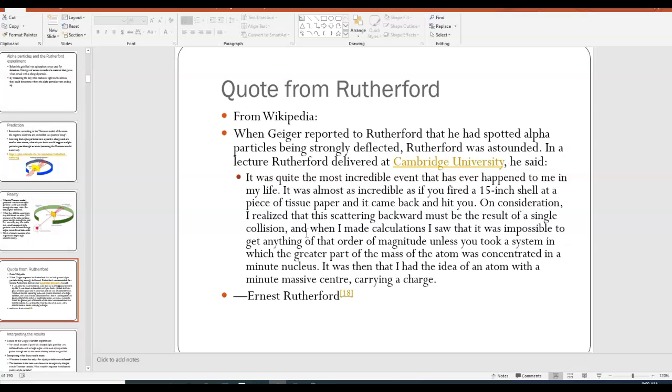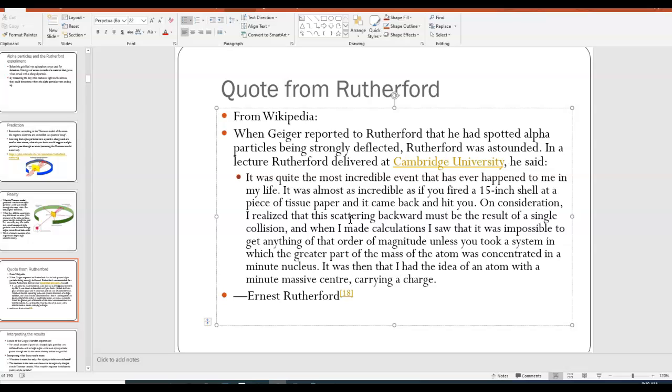On consideration, I realized that the scattering backward must be the result of a single collision, and when I made calculations, I saw it was impossible to get anything of that order of magnitude unless you took a system in which the greater part of the mass of the atom was concentrated in a minute nucleus." Okay, so for the first time we see that word nucleus. "It was then that I had the idea of an atom with a minute massive center carrying a charge." Okay, Ernest Rutherford. And so this, again, it was really shocking to Rutherford.